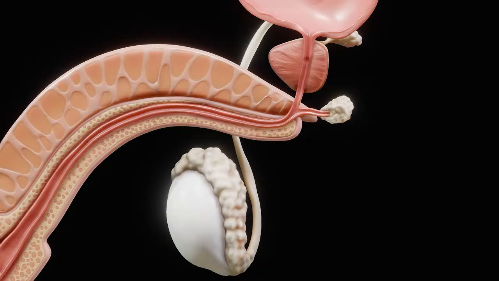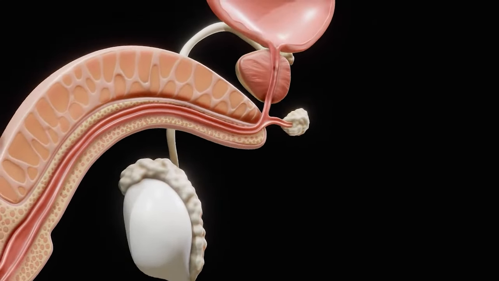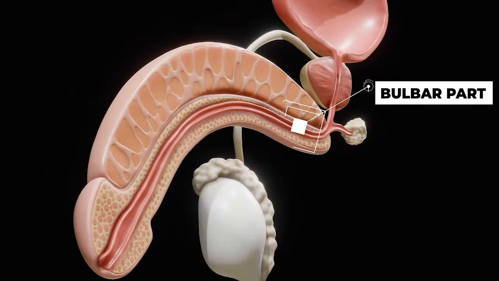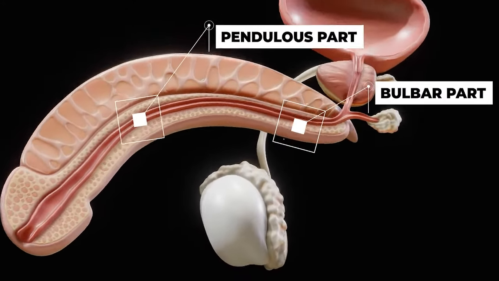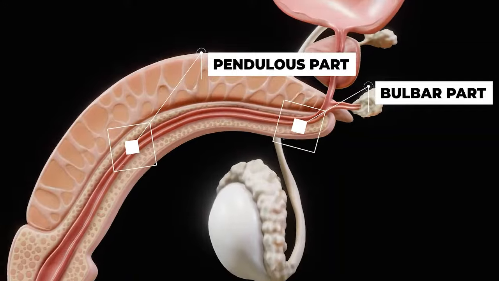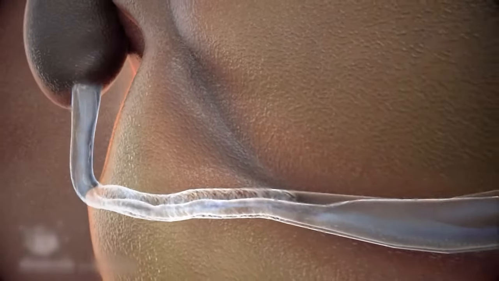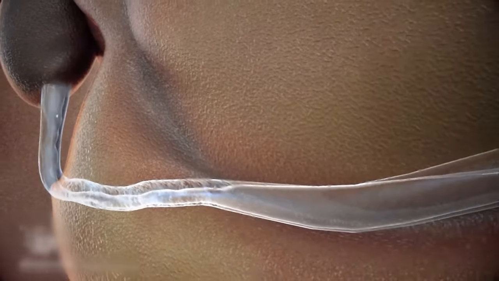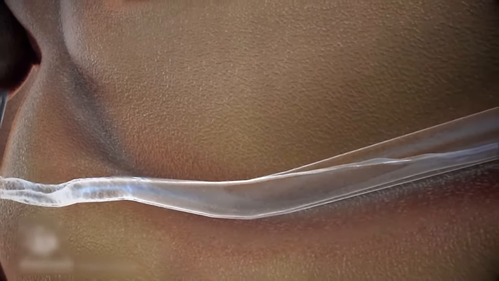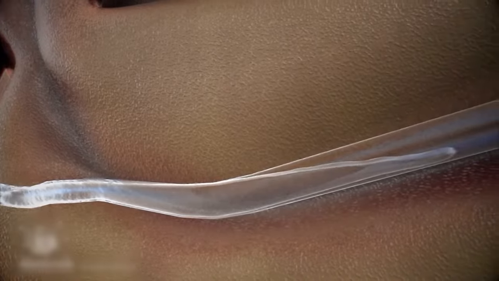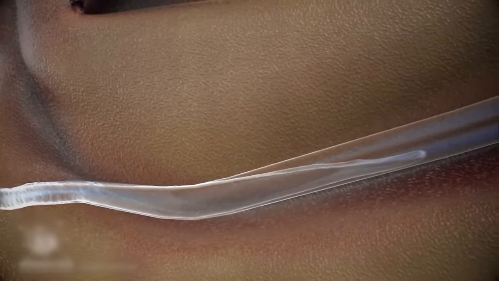This section of the urethra is divided into two further parts: the bulbar part, located at the base of the penis, and the pendulous part, which runs along the shaft of the penis. The spongious urethra serves as the passageway for both urine and semen, though these fluids never mix due to the actions of the internal urethral sphincter, which closes off the bladder during ejaculation.